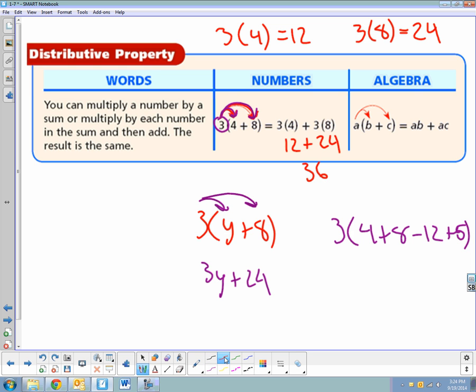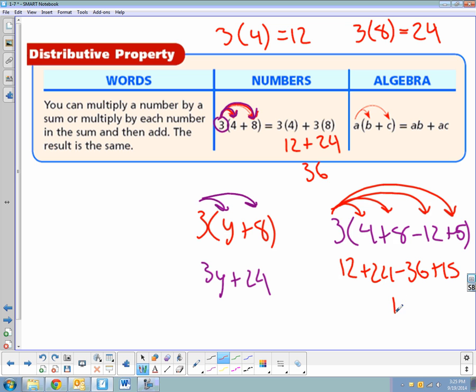Okay, we would distribute. And I know some of you are thinking, why wouldn't I just do the numbers on the inside of the parentheses first? We're practicing this property. So it'd be 12 plus 24 minus 36 plus 15, which would give us 15 in the end. And so that distributive property applies here, and we're going to use this in this class.